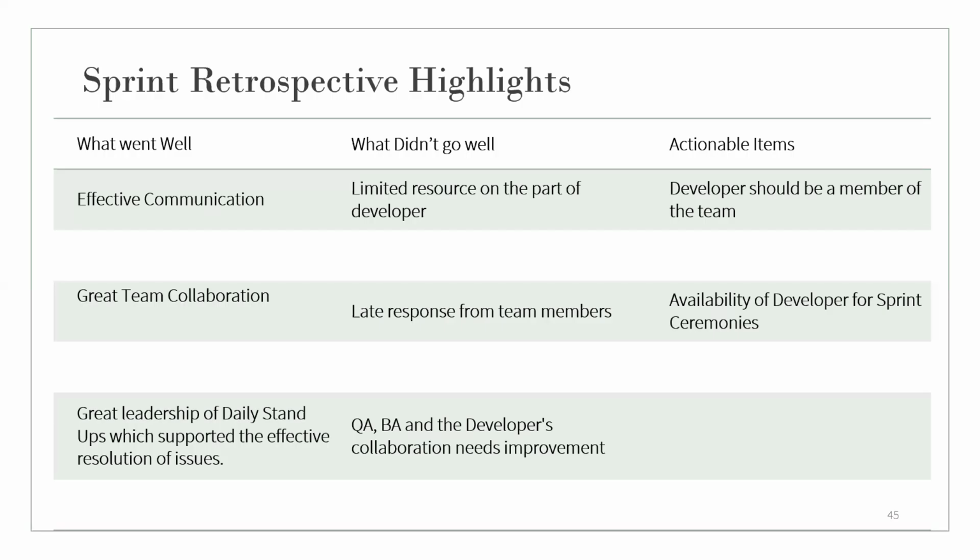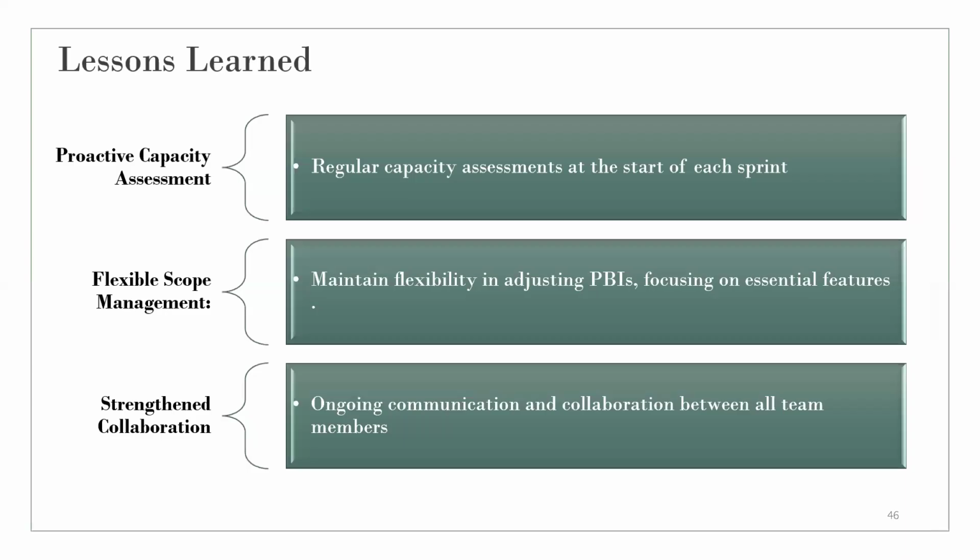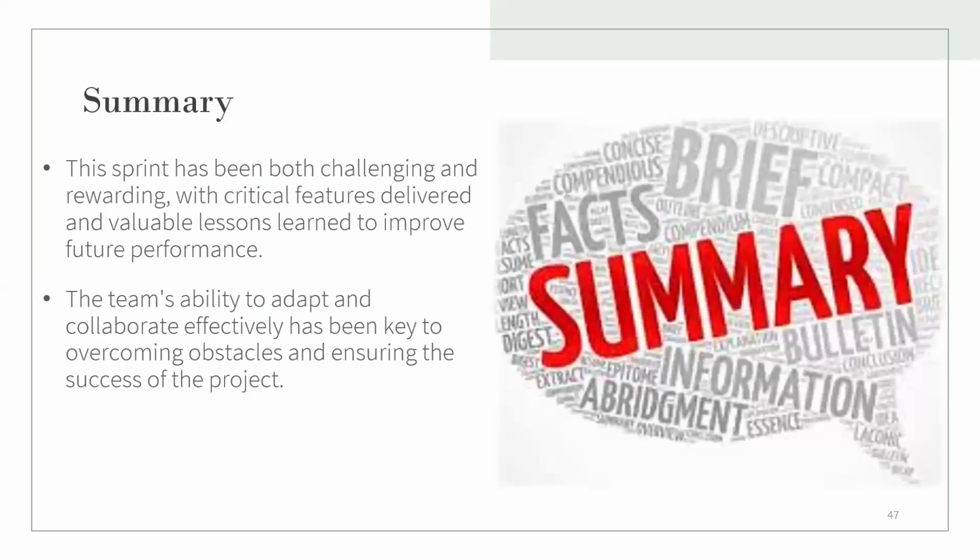And this is our retrospective highlights, which we had yesterday, and we were able to come up with actionable items. The lessons learned are that we need proactive capacity assessment, flexible scope management, and strengthened collaboration. And this is a summary. The sprint has been both challenging and rewarding, with critical features delivered and valuable lessons learned to improve future performance. The team's ability to adapt and collaborate effectively has been key to overcoming obstacles and ensuring the success of the project. Thank you. Apologies for taking extra time.